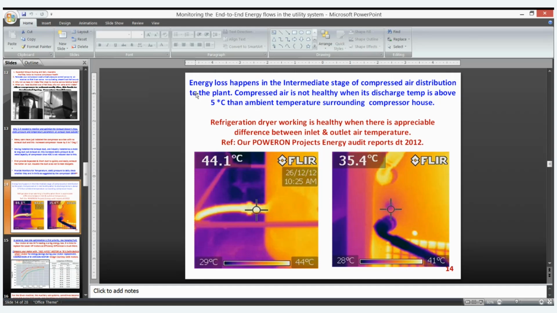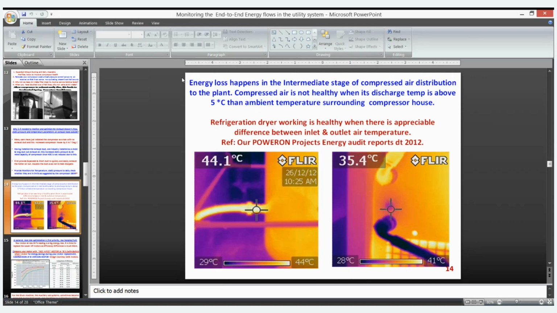The refrigerator dryer, the intermediate losses where we have observed almost some hundreds of units in the industry, we have seen almost 1 to 1.5 bar is getting dropped across the refrigerator dryer because it is not maintained properly, and the Freon system R22, R12 or R402 needs to be maintained to be healthy. If the inlet temperature of the dryer is around 5 degrees above the ambient, the outlet temperature needs to be around 5 to 10 degrees below the ambient. This shows the healthiness of the dryer.